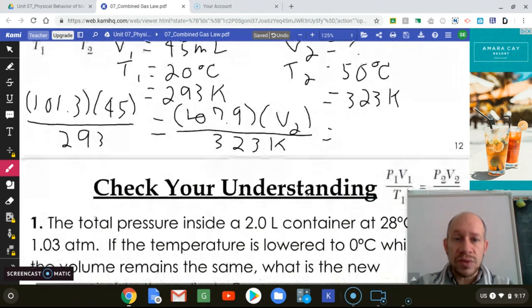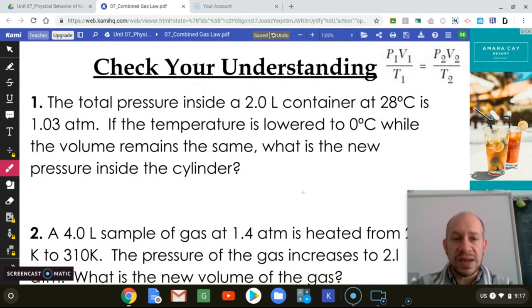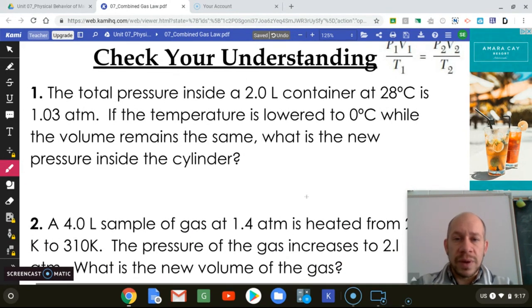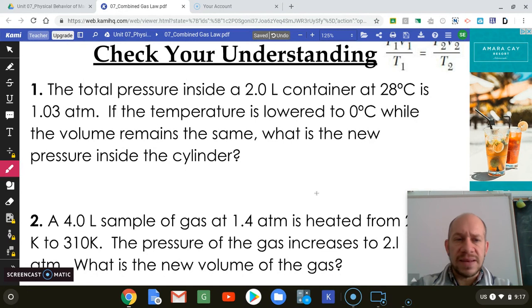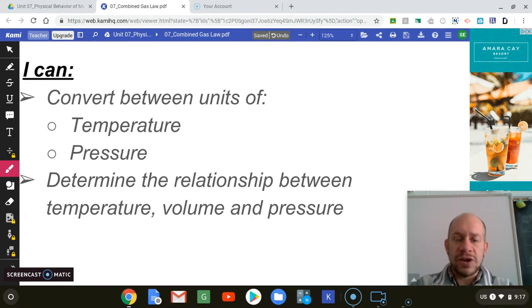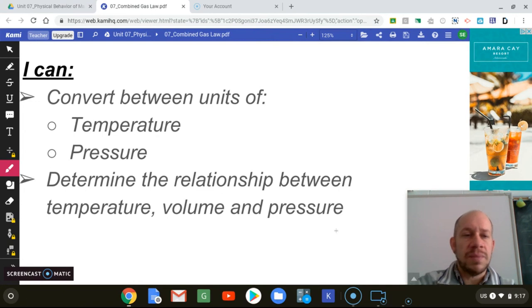Okay, now do a couple more calculations to check your understanding. Here's your combined gas law up at the top. Do a couple calculations, and I'll go over this in class. All right, so now you can convert between units of temperature and pressure, and you can determine the relationship between temperature, volume, and pressure using our combined gas law.